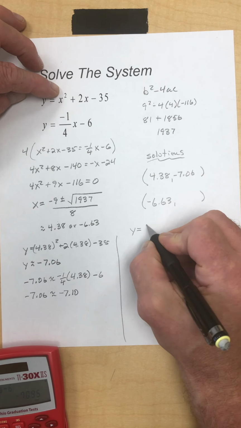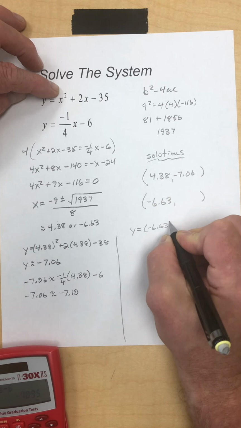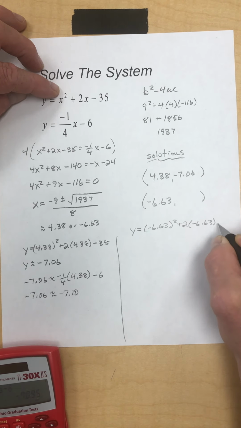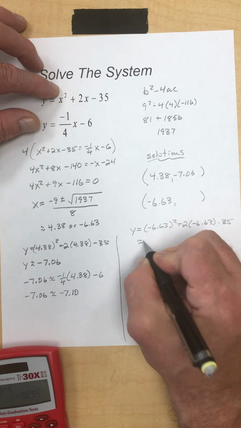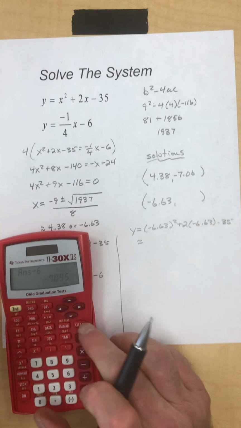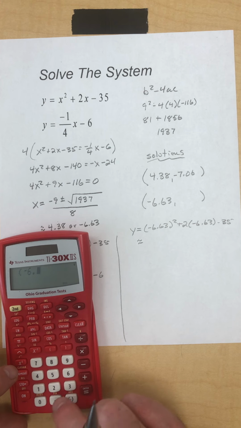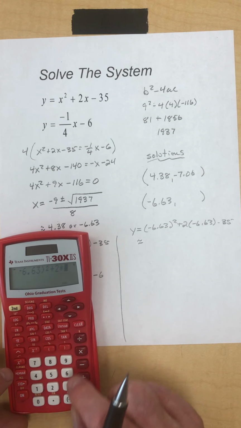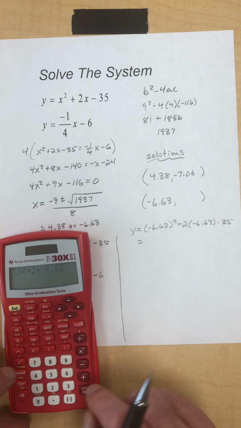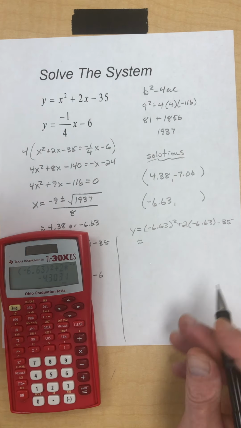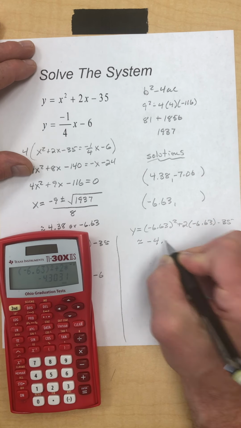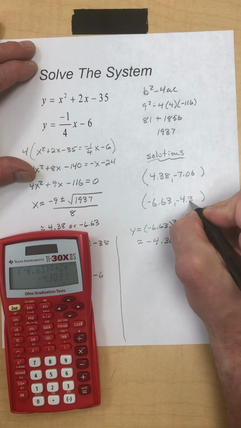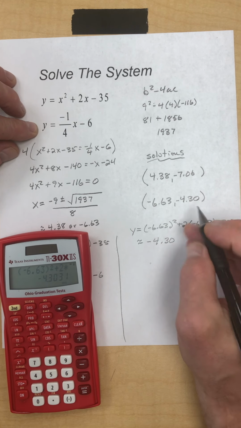So y equals negative 6.63 squared plus 2 times negative 6.63 minus 35. And obviously I'm going to have to round things off. Don't forget the parentheses here when you square it. So negative 6.63 squared, okay, plus 2 times negative 6.63, okay, minus 35. I'm getting roughly about negative 4.30, okay, negative 4.30.